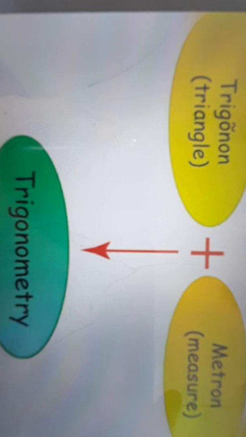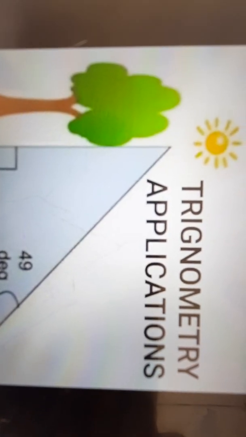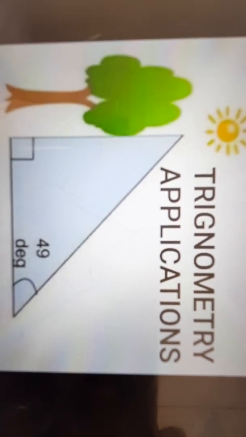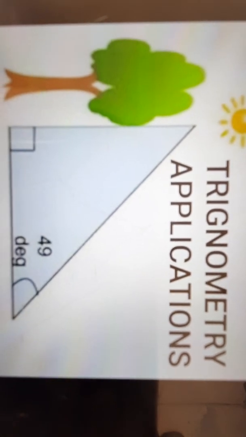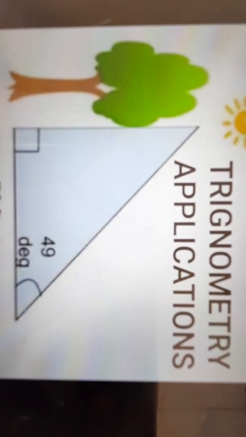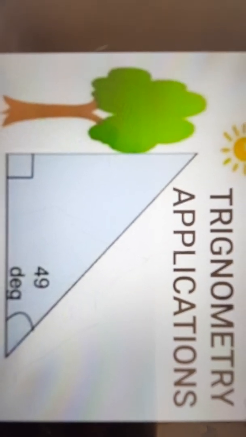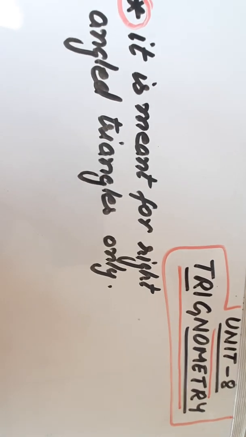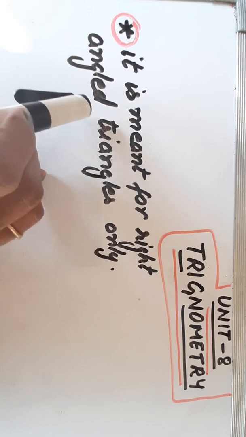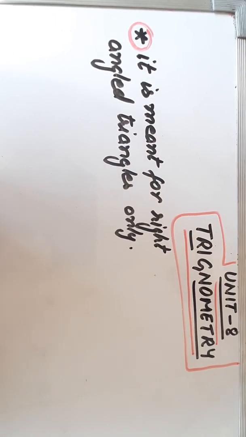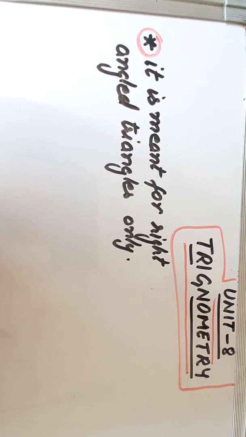Now let me tell you that trigonometry is meant only for right triangles. For example, as you can see in the picture, if we find any right triangle in our day-to-day life, there we can use the chapter trigonometry. So let's start with the chapter. Before starting, always remember that trigonometry is meant for right angled triangles only. If it is a right triangle, only then will we be able to use trigonometry.